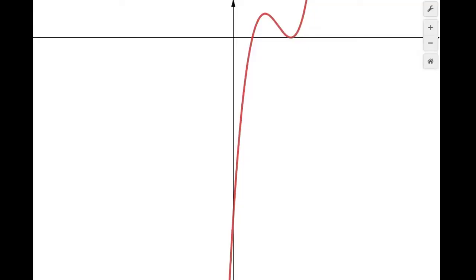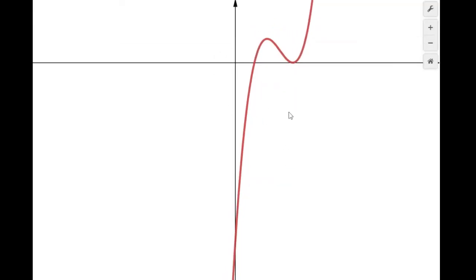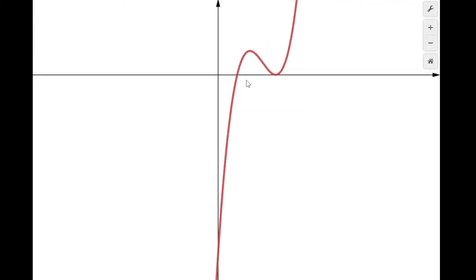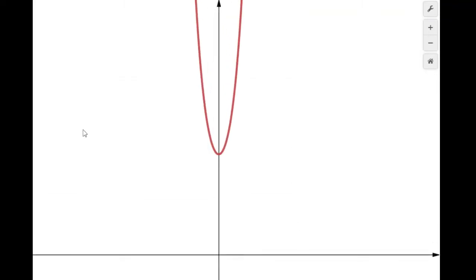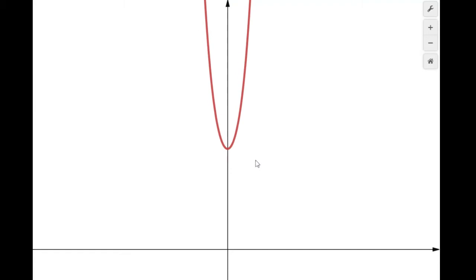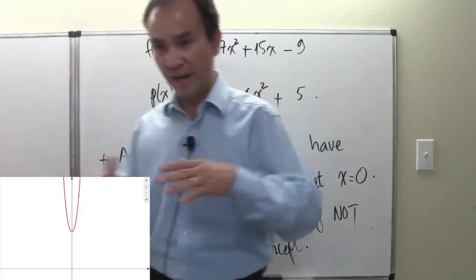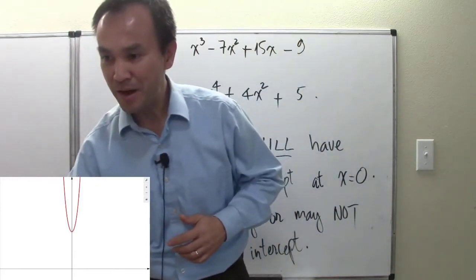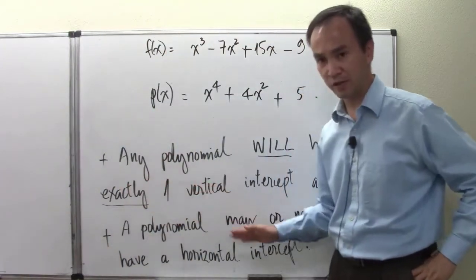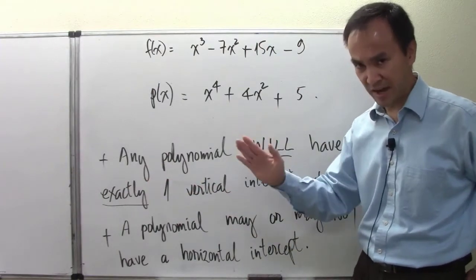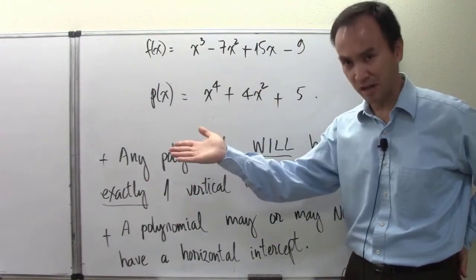Okay, so now let me bring back the graph. This currently is the graph for that x cubed that I had on the board earlier. So this particular graph here has two horizontal intercepts, okay? Whereas the graph for the quadratic that I brought up on the board did not have any. All right, and that's why, as I said earlier, a polynomial that we're working with may or may not have a horizontal intercept. Okay, so in some cases it has an intercept and it may have even more than one intercept.